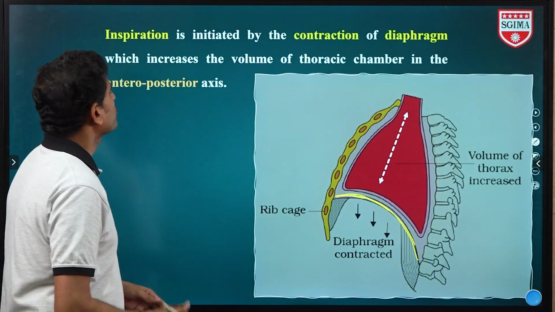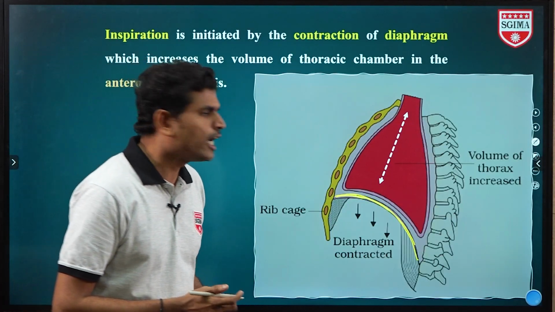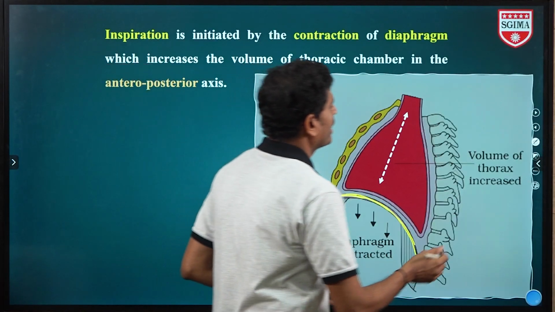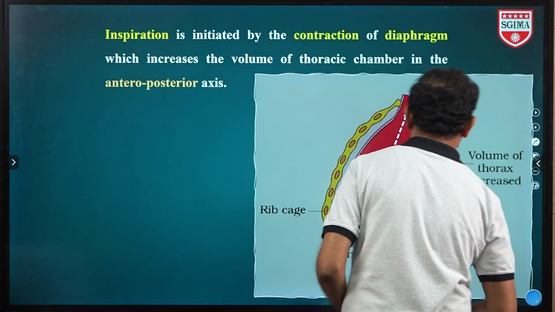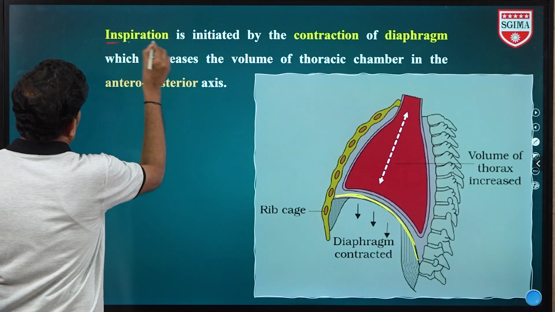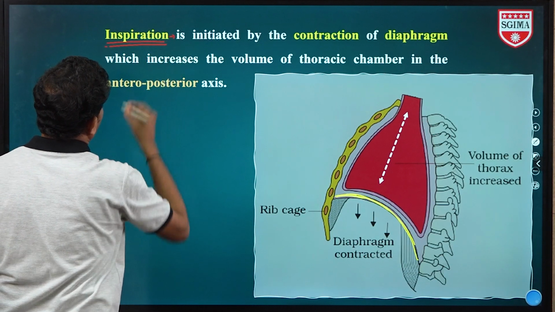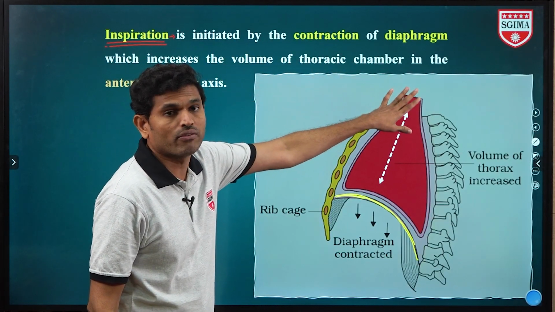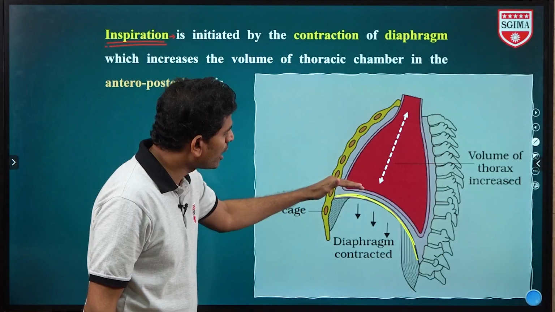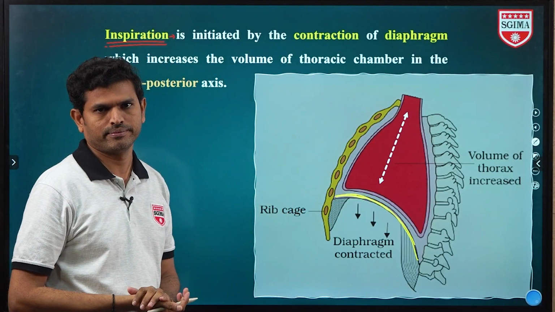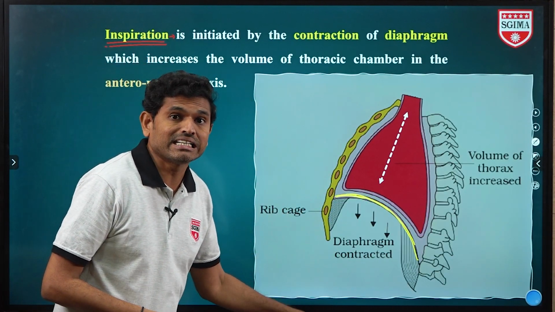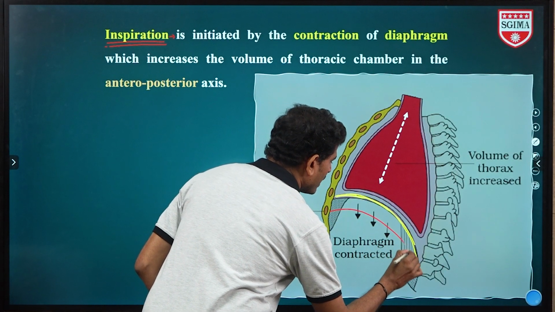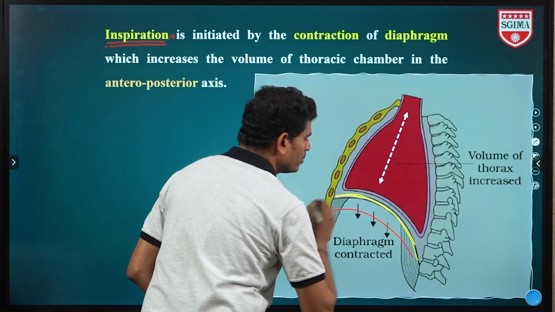Yes. So here the original mechanism is going to start. During inspiration, what happens? We are seeing the inspiration process. Inspiration is initiated by the contraction of the diaphragm. The diaphragm is generally dome shaped in the relaxed condition. When it is contracted, it will get pulled down and become a little flat. So this area is going to increase.